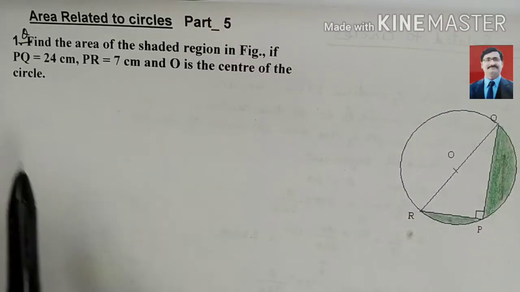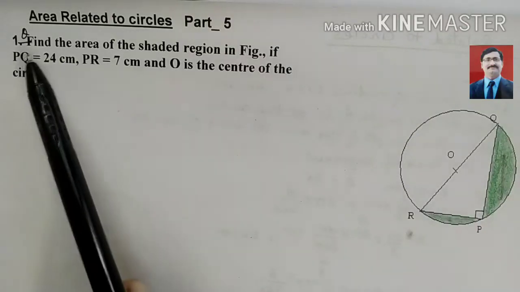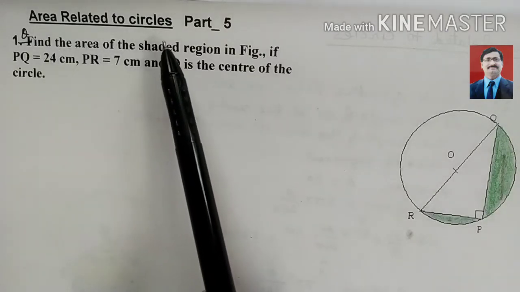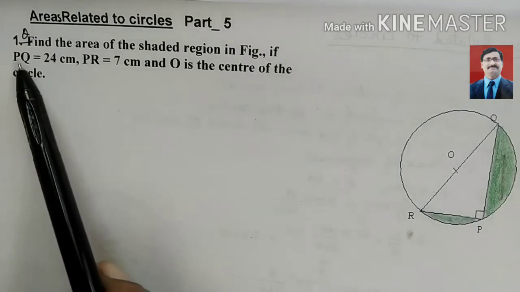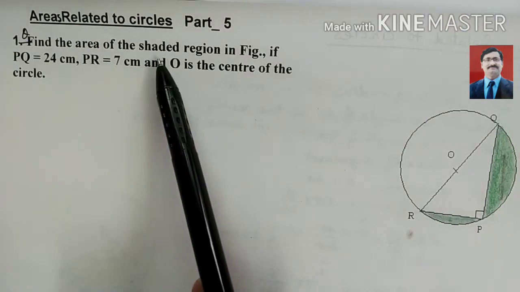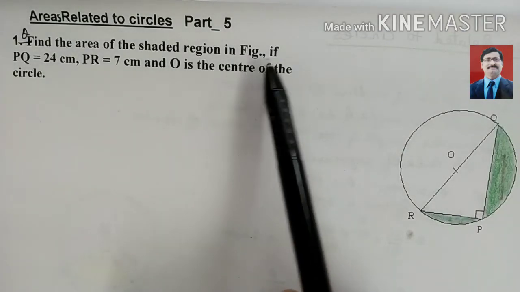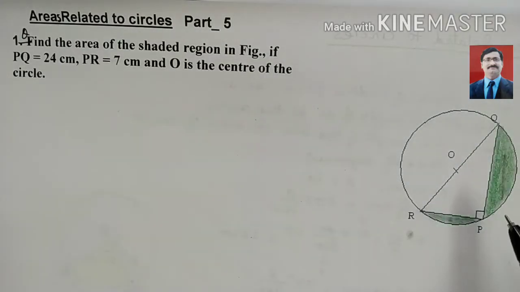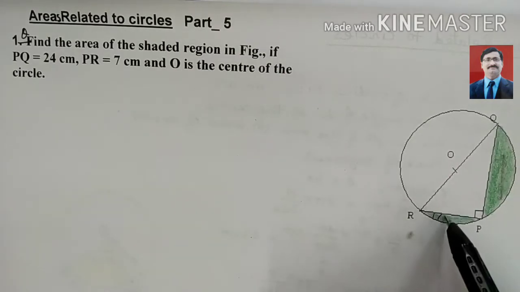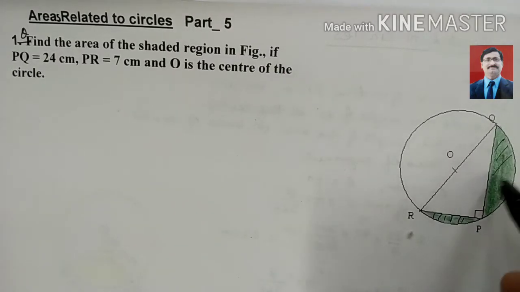Hello students, we continue this topic area related to circles. This is part 5. Here the question is: find the area of the shaded region in the figure if PQ equals 24. Look here, a diagram is given to us, and the shaded region means this portion.